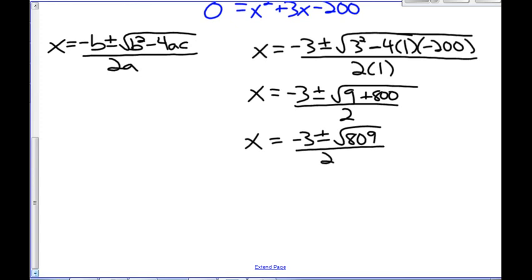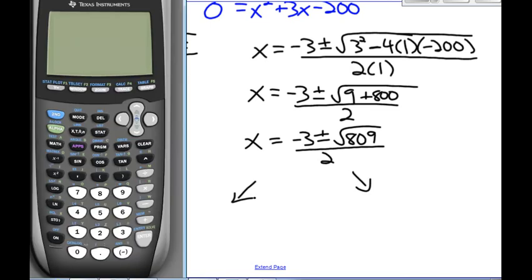Now here we're asked for a decimal approximation to the nearest tenth, which means 1 decimal place. So let's try each of these in the calculator. If I put this in, I'm going to need to do it separately. So I'll go negative 3 minus the square root of 809, and then I'm going to press equals to make sure that the whole thing gets divided by 2. So x could be negative 15.7 in theory.